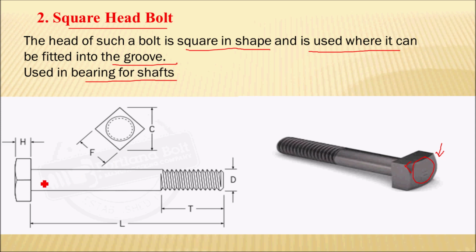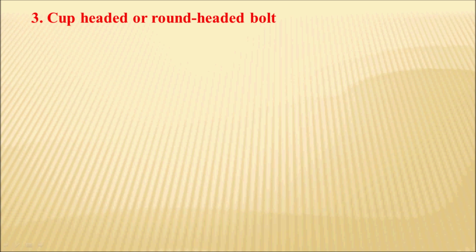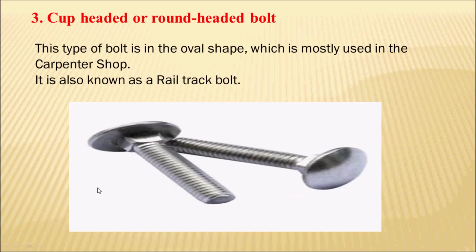Also you can see in this image the square headed bolt. Next is the cup headed or round headed bolt. Here you can see an image of the cup headed or round headed bolt. This type of bolt is generally oval in shape, and is most commonly used in the carpenter shop. It is also known as rail track bolt.